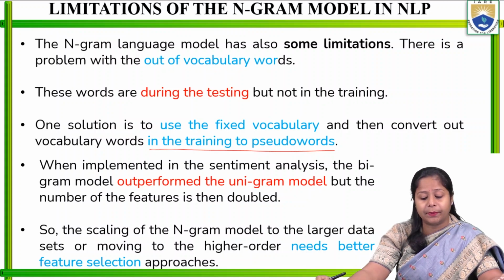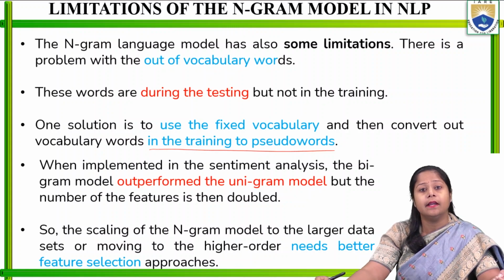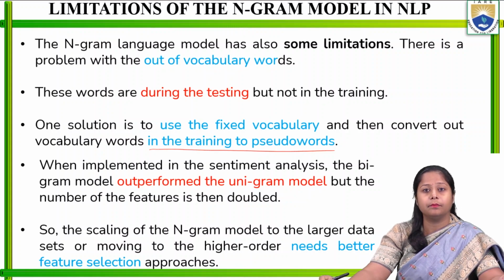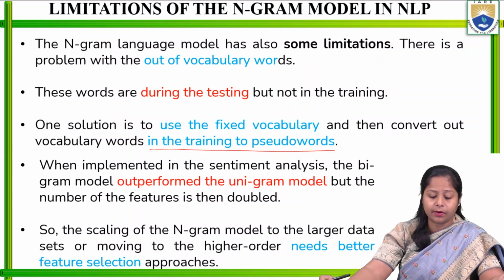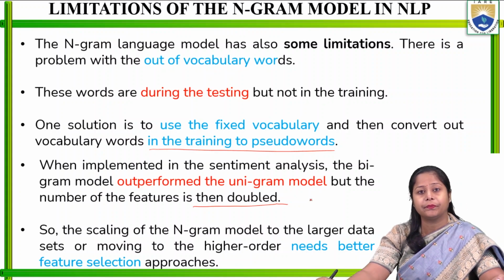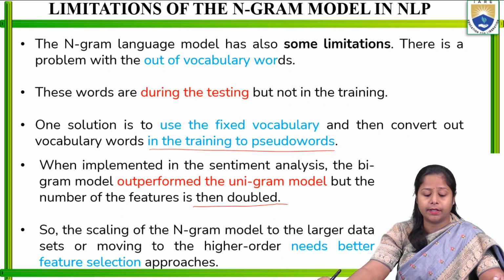When we implement sentiment analysis, the bigram models can outperform the unigram model, but the number of features is then going to double. So in these types of tasks also, it is possible the unigram can be used, but it is going to have the maximum in the training set whenever we are working on sentiment analysis.